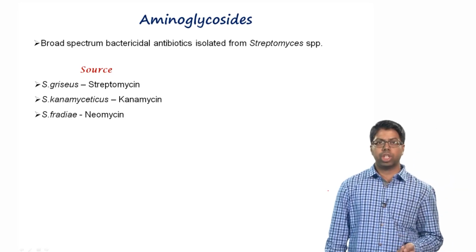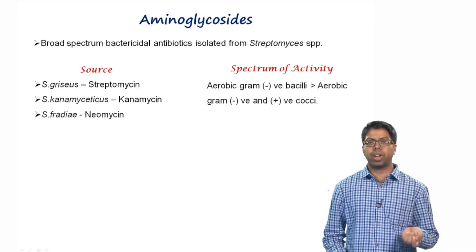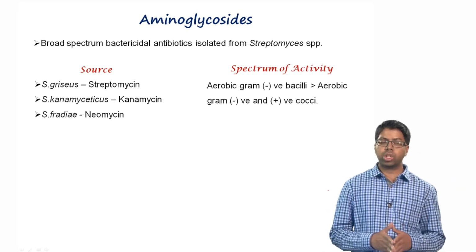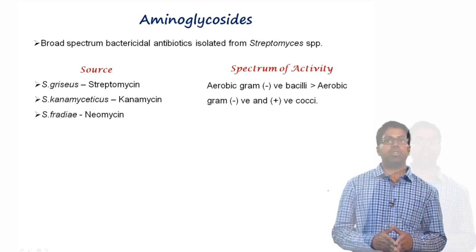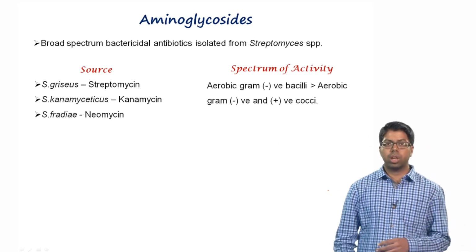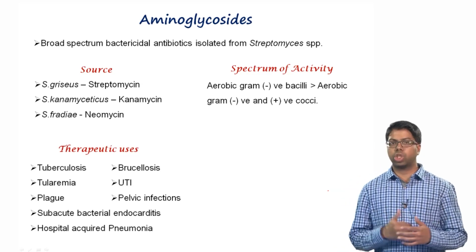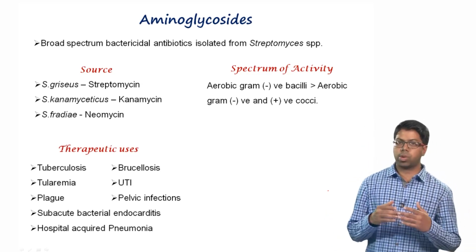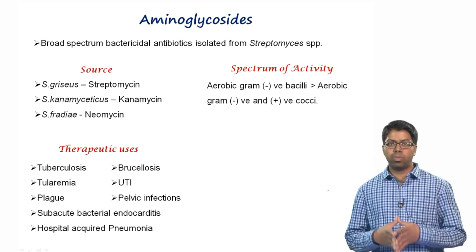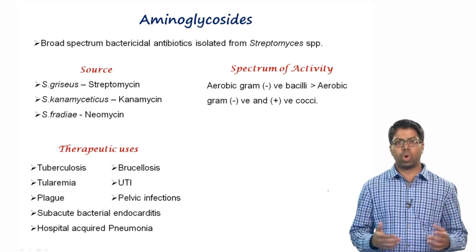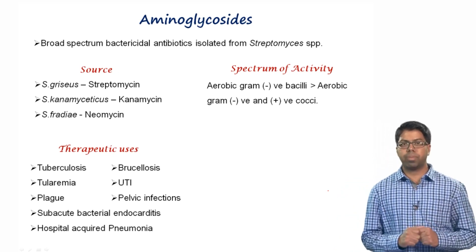They are generally used to treat infections caused by gram-negative bacteria. That is not to say they do not cover for gram-positives, but usually we have better options for those infections. They are generally used to treat a wide range of infections such as tuberculosis, tularemia, plague, subacute bacterial endocarditis, hospital-acquired pneumonia, urinary tract infections, and so on. But their use can come with a price.